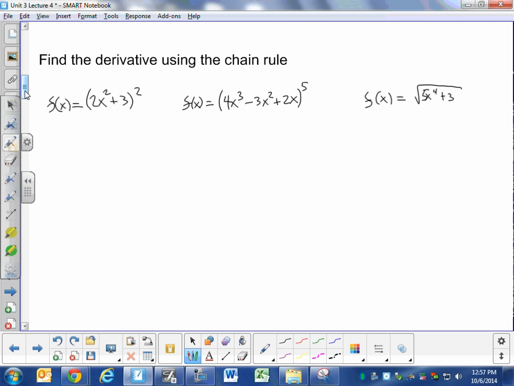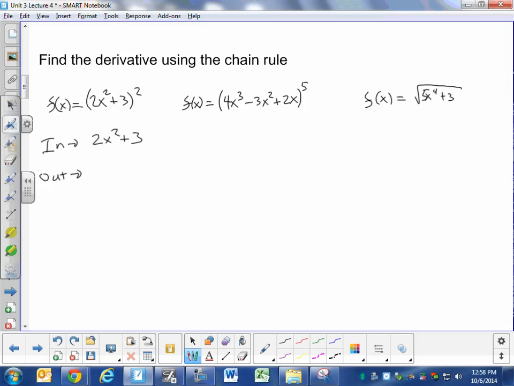So let's find the derivative of those previous three using the chain rule. Step one is to identify which is out and which is in. What is your composition of functions? Well, when we have parentheses, it's actually kind of easy to see. We see that the square is on the outside, and we see that the 2x squared plus 3 is on the inside. Sometimes if we find the inside first and write it down, we'll be able to understand where our outside is going to come from.